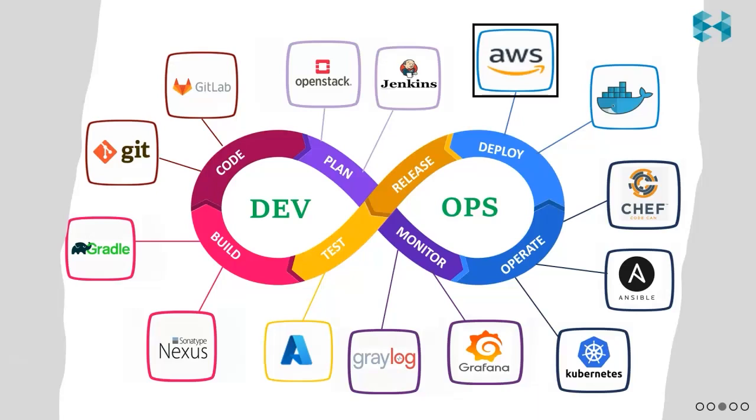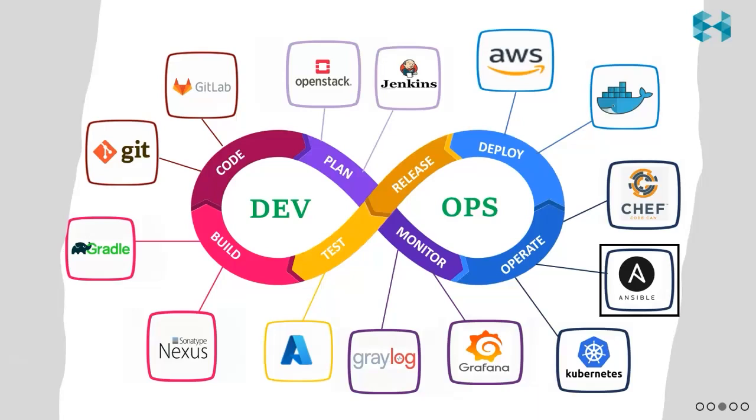AWS. On the cloud side, we have AWS, the biggest cloud platform. As a DevOps engineer, you'll use it for hosting applications, databases, infrastructure, and much more. Next up is Chef, an automation tool used for configuration management. It helps you manage thousands of servers consistently using code.